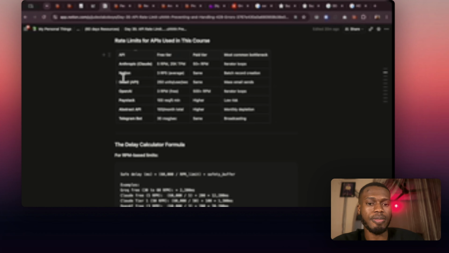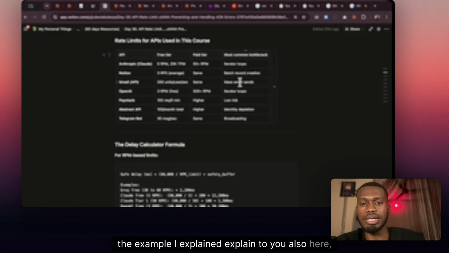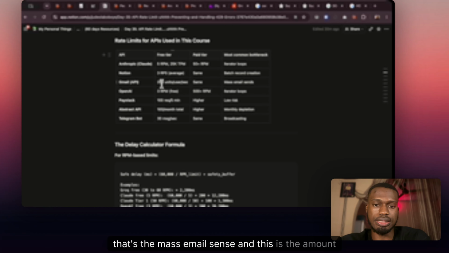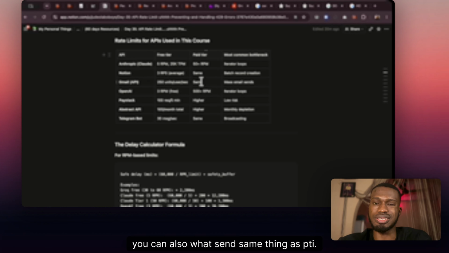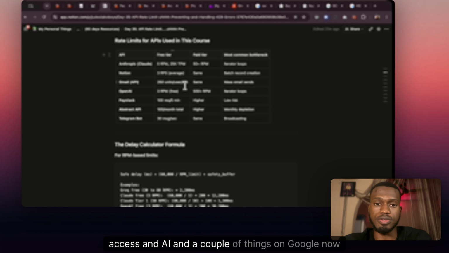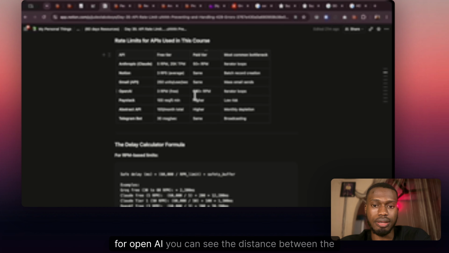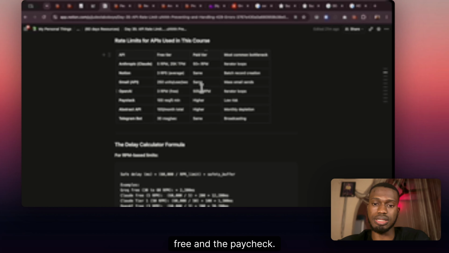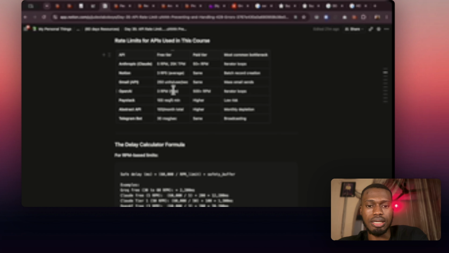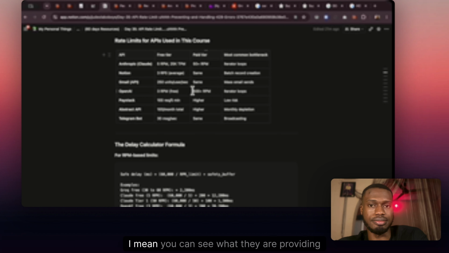When it comes to Gmail, the example I explained to you also, that's the mass email sent, and this is the amount you can also send. The same thing as Paytm. So that's for people that are paying for Gmail access and AI and a couple of things on Google now. For OpenAI, you can see the distance between the free and the Paytm. That is actually crazy. For most of these AI or LLM companies, you can see what they are providing everyone. So the iterator loop is also the same thing as what we face on Claude.